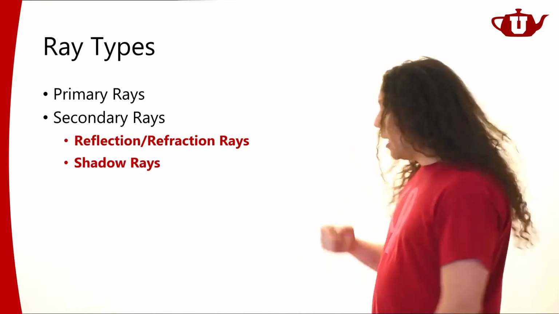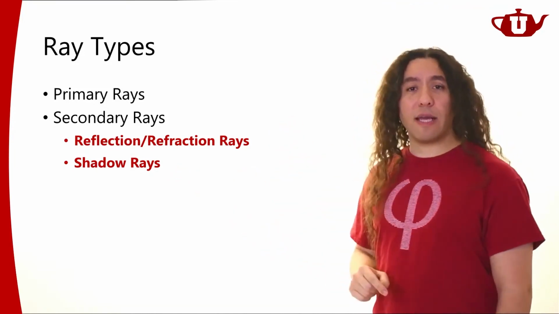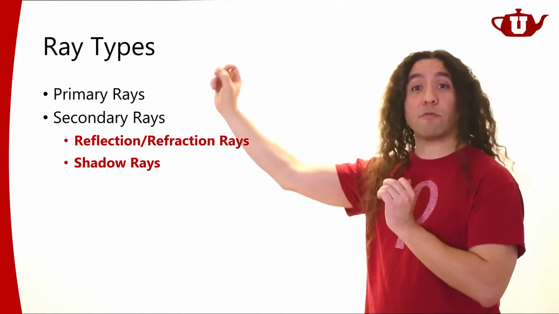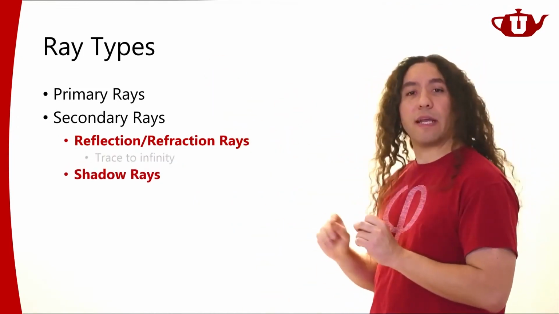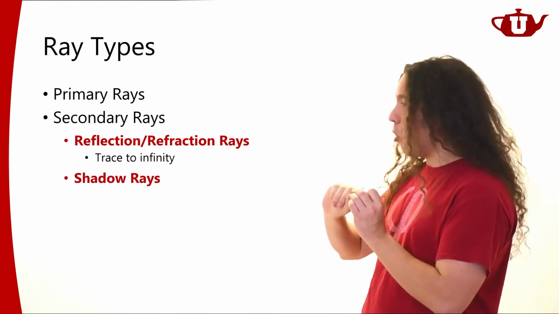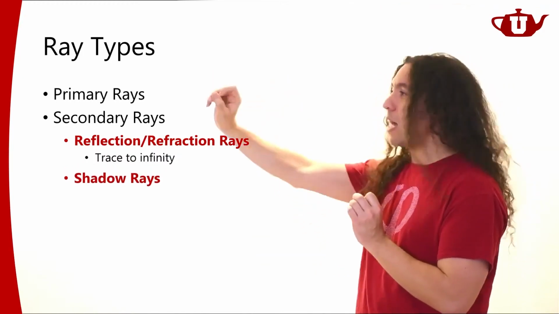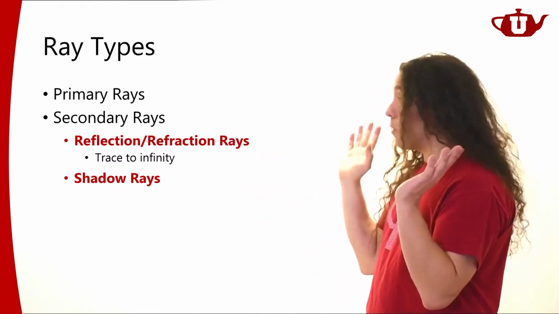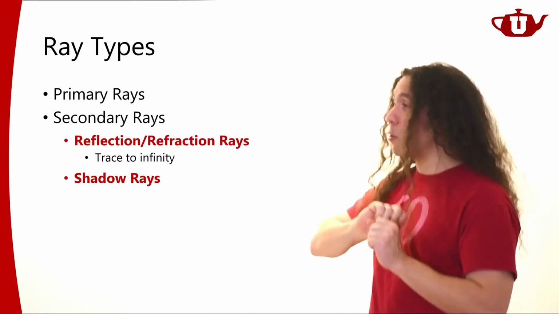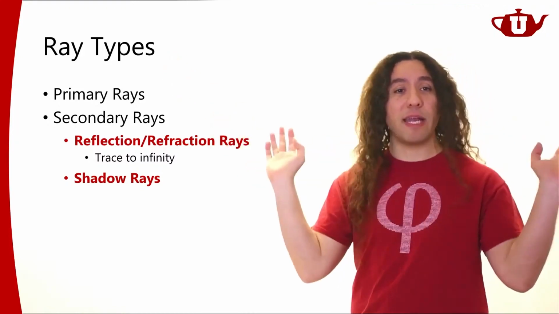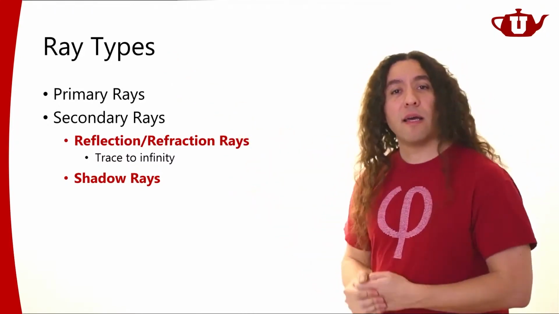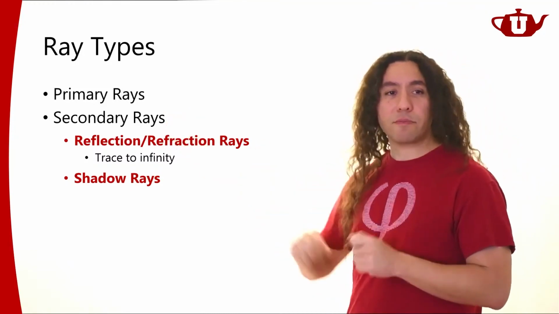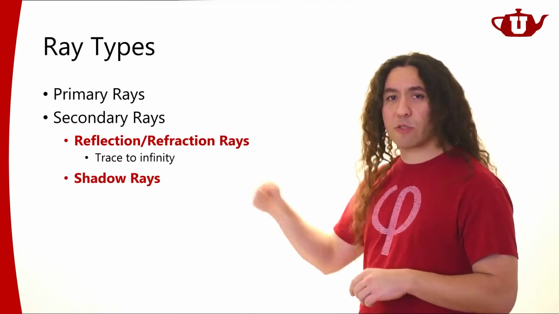And here's why. With these reflection and refraction rays, when I generate a reflection ray, I am going to trace that ray all the way to infinity. That means I'm going to trace until I find a hit point with something. And if I don't find any hits, then it's fine. If the ray goes out of my scene, then I'm not going to find any hits, and that's fine. But I am not going to stop until I go out of my scene. That's why I'm calling it trace to infinity.